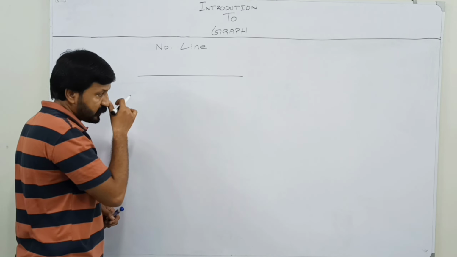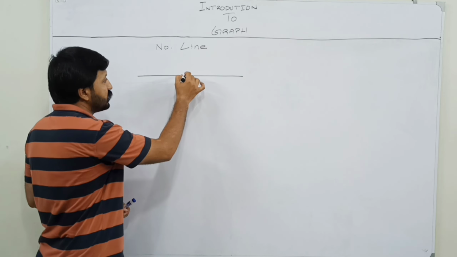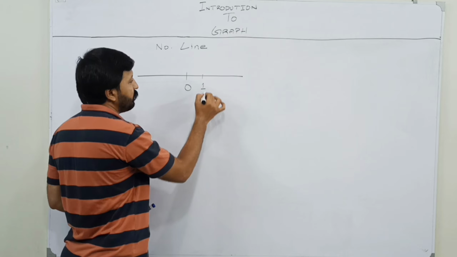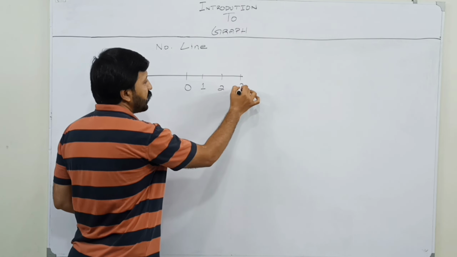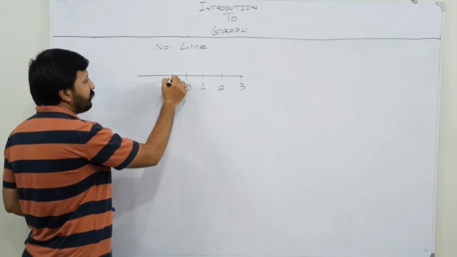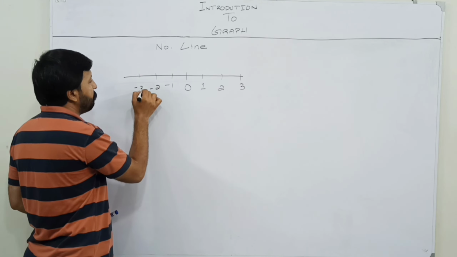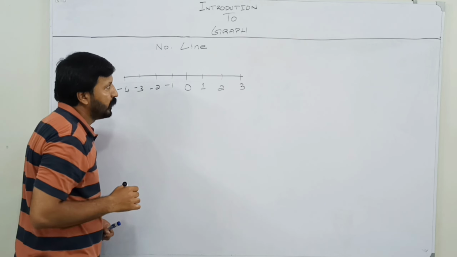In the previous classes you guys have drawn this number line something like this, that if 0 is here, on the right hand side it will be plus 1, plus 2, plus 3 and so on, and on the left hand side it will be minus 1, minus 2, minus 3, minus 4 and so on.